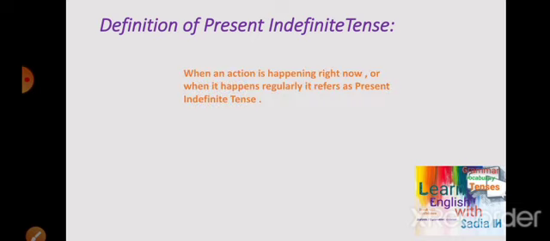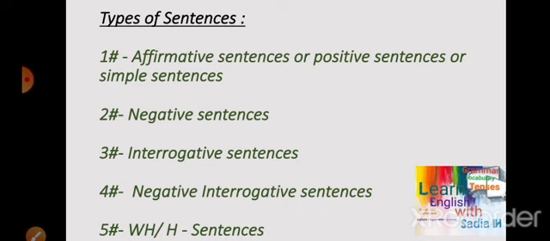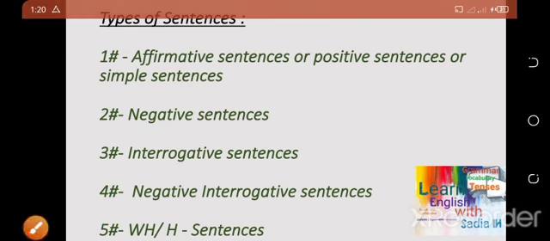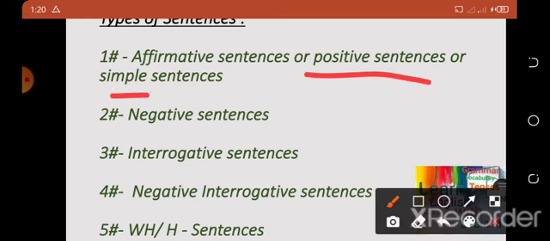So coming towards the types of sentences that we are going to deal with in the present indefinite tense. The first type is affirmative sentences, or you can say the positive sentences or simple sentences. These three names are for the same type of sentences. You can say affirmative sentences, you can also say positive sentences, or you can also say simple sentences. It's okay.